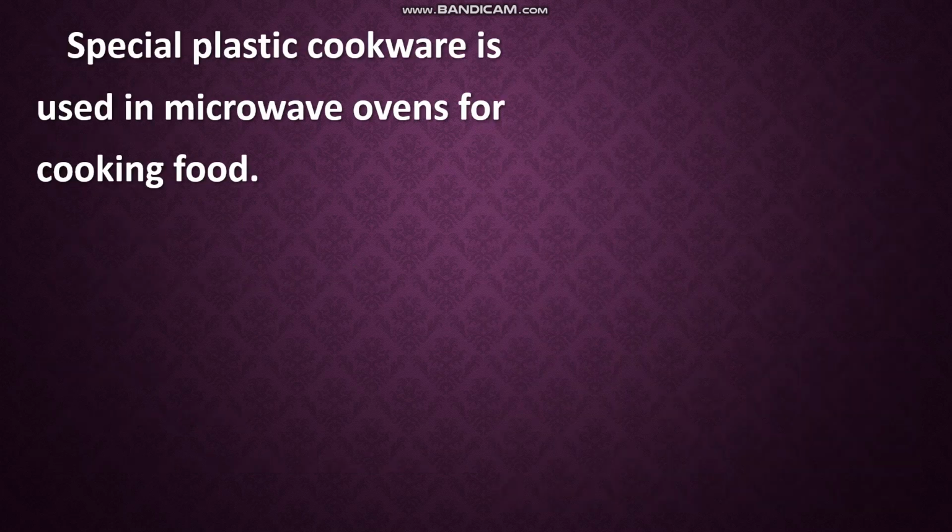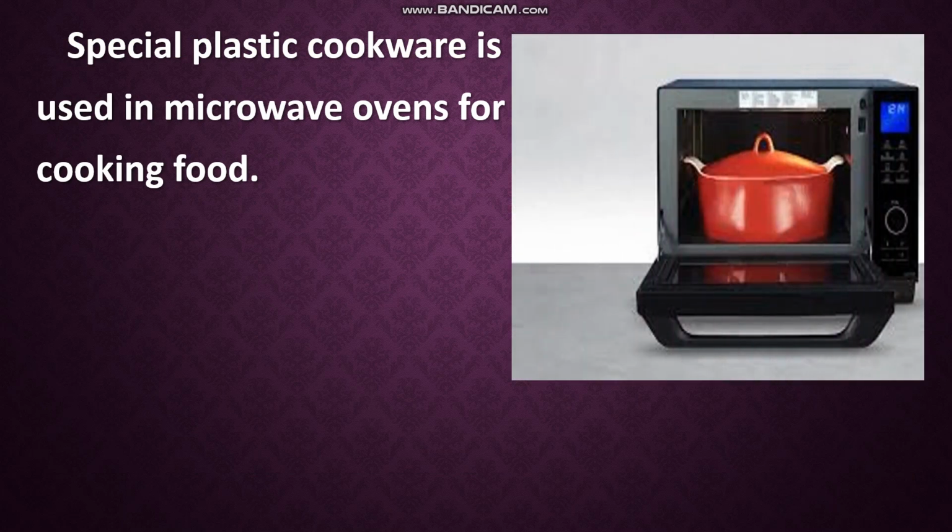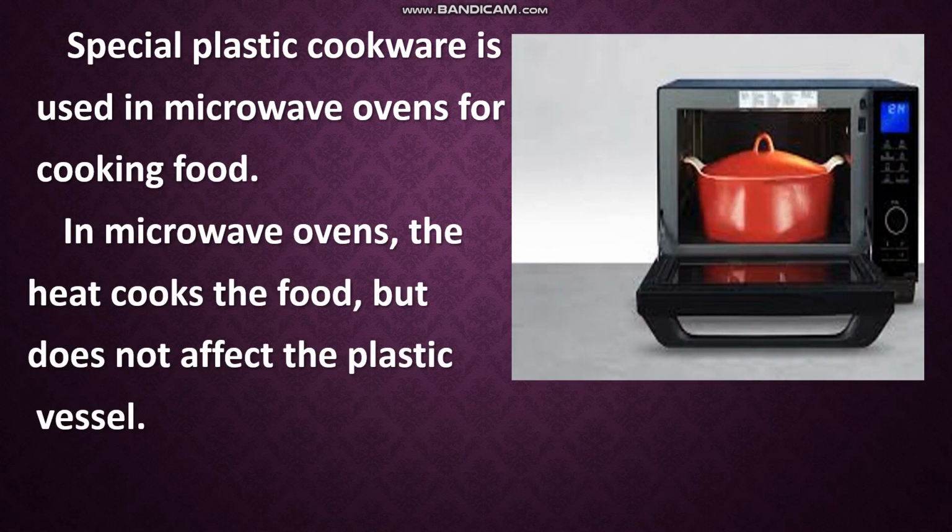Now let us see a few more example uses of plastics. We use microwave ovens, where food is cooked. When the temperature increases, it should not affect the container in which we keep the food. So that is made of a special type of plastic which does not melt. In microwave ovens, the heat cooks the food but does not affect the plastic vessel.